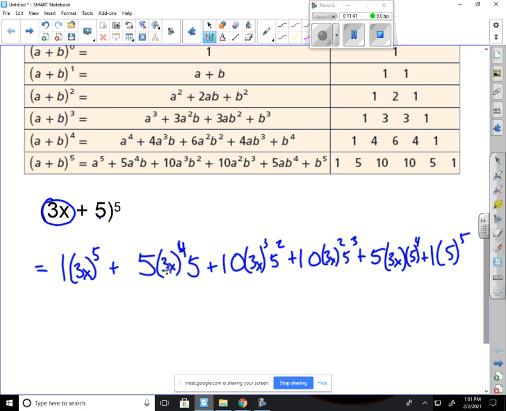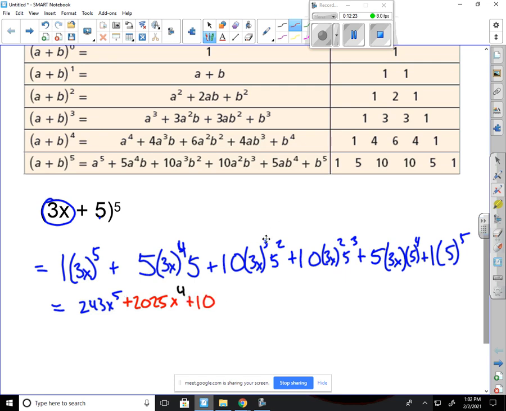Now here is where it gets harder, because I have to do 3 to the fifth power. 3 to the fourth is 81. 81 times 3 is 243. X to the fifth. Then it's 3 to the fourth, which is 81, times 5 times 5. It's 81 times 25. So that's 2025 x to the fourth.